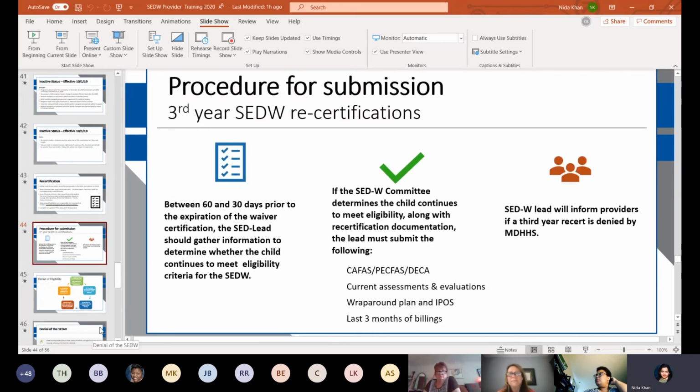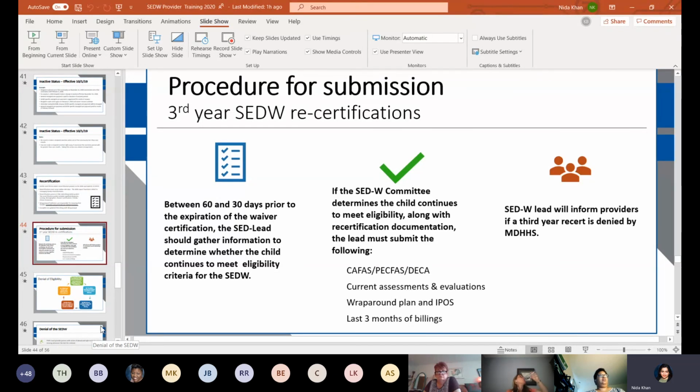Now, for third-year recertifications, it gets a little tricky, as I kind of hinted earlier. Technically speaking, SED waiver is only for a year. Prior to 10-119, the state was a little bit more flexible and was allowing us to have families receive SED waiver for 2 to 3, even 4 years.